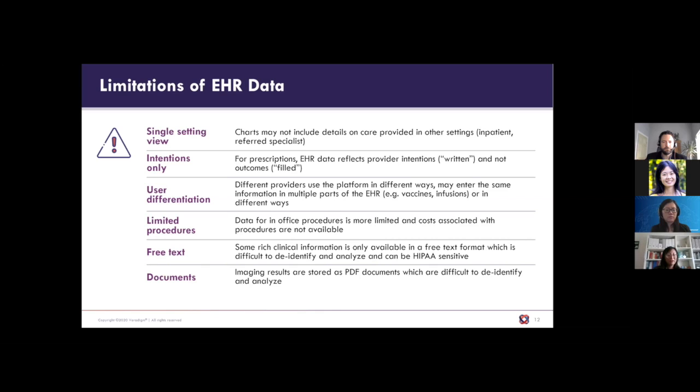And while we've talked about the clinical detail that's captured in the EHR, it's important to note that not all the data are easily accessible and queryable. So this includes information that is recorded only in provider notes. It could also include attached PDFs from labs and other providers, as well as imaging.